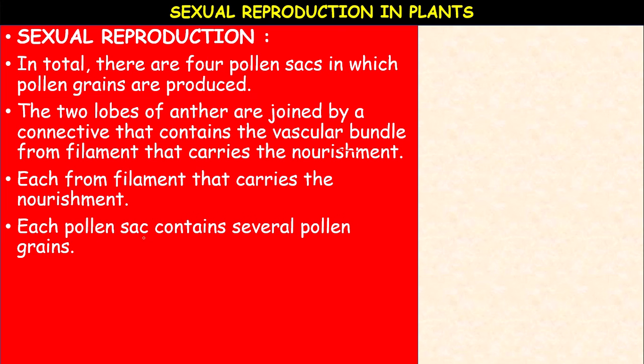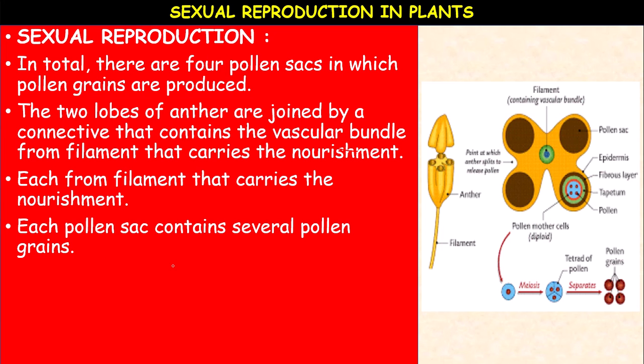Each pollen sac contains several pollen grains. So, this is the anther consisting of filament. This is the tube which contains the nourishment tissue, helps in the nourishment. The filament contains vascular bundles, you can see here in the middle. Xylem and phloem are present.